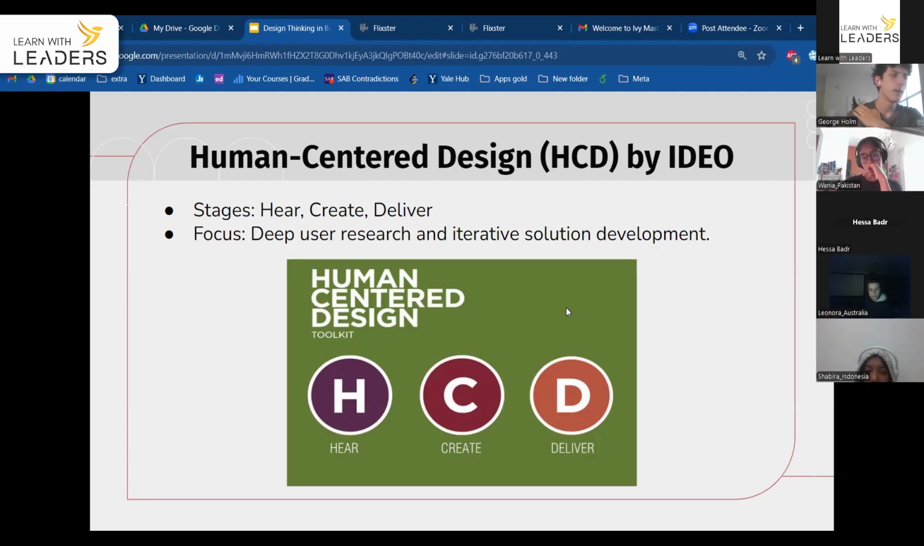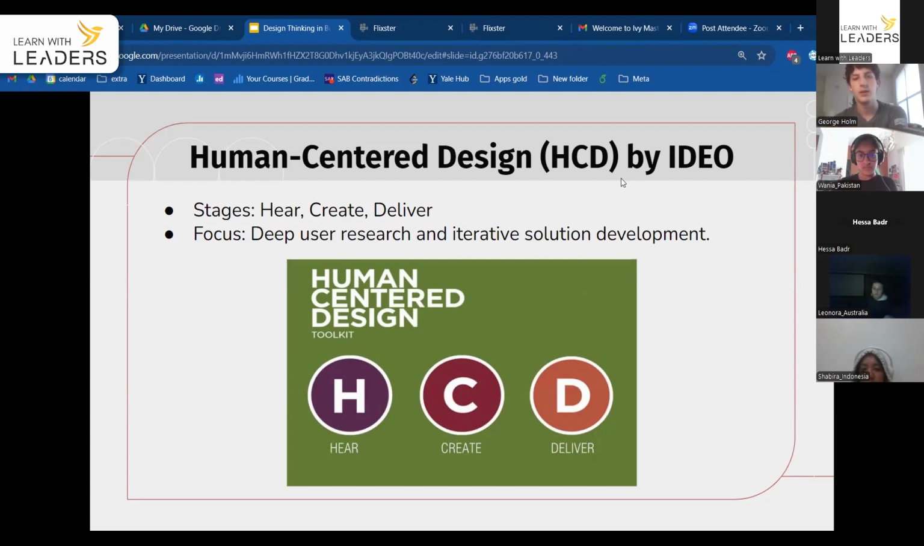A couple more. But again, all these are very similar. I'm just trying to show you that there are a lot of different ways that you can approach any of these things, and if any of them speak to you, you should look at them. But we have human-centered design. So again, here: create, deliver, deep user research and iterative solution development, right?